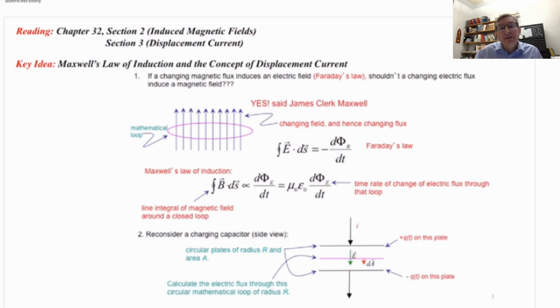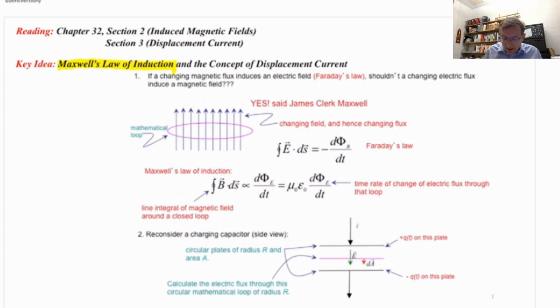Around in the 1800s, somebody thought, could I turn that idea around? If I have a changing electric flux through a loop, will there be an induced magnetic field? That question turned out to be important because the answer is yes. So we're going to talk about what's called Maxwell's law of induction. This is named after James Clerk Maxwell, who made the argument that I just described to you.